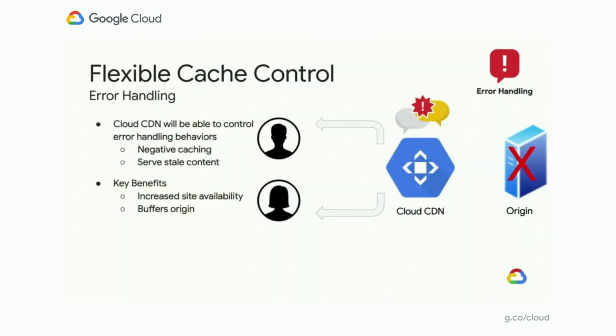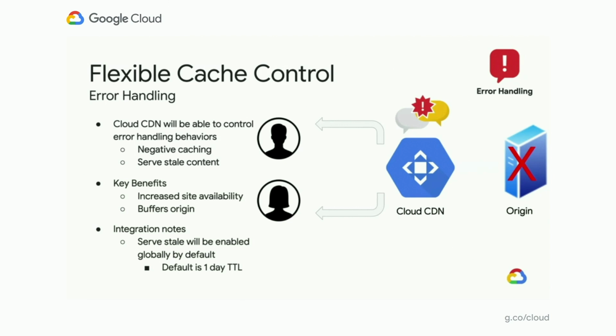In the event that the origin isn't available, we would, in the past, serve up an error response. With this new capability, we now have the ability to serve that stale content rather than serving up the error page. So this is again going to help increase your website availability, but it also helps buffer your origin at times of high load. From an integration perspective, here are some helpful tips to share with you.